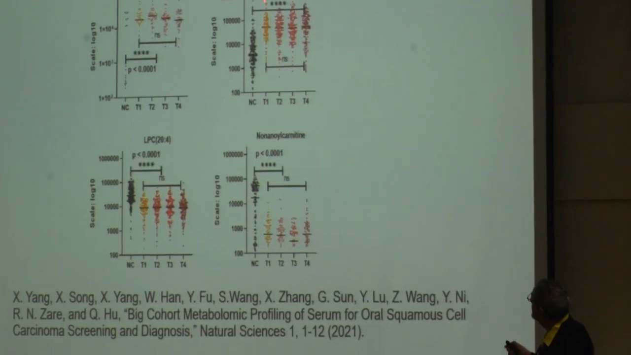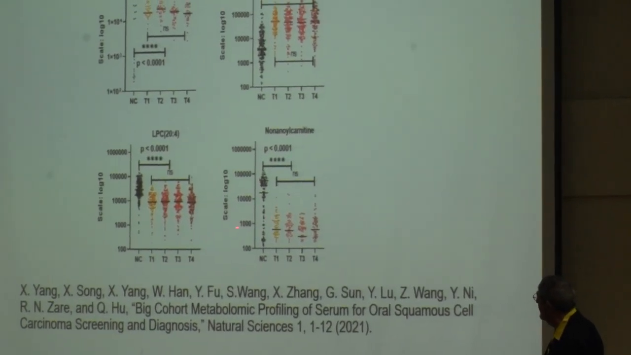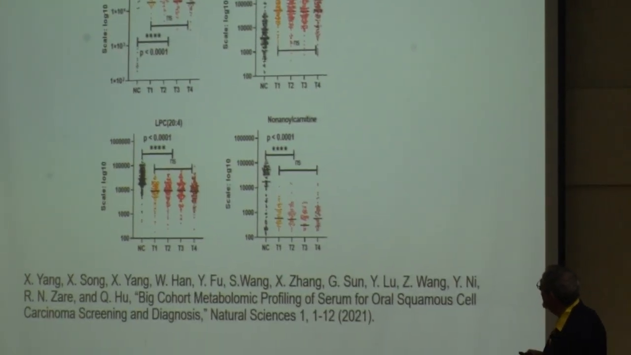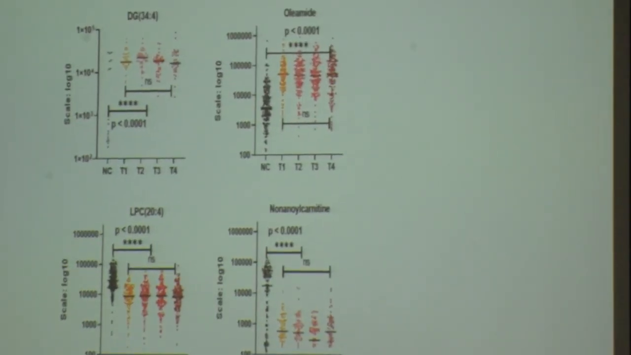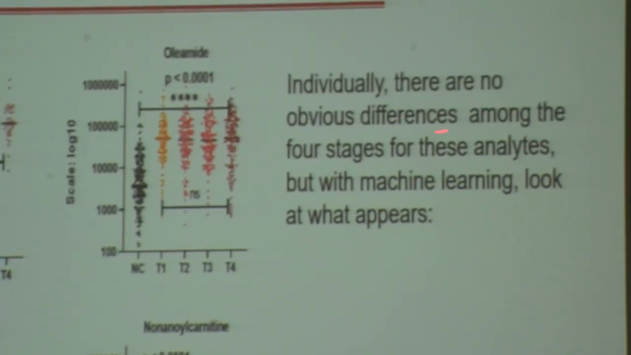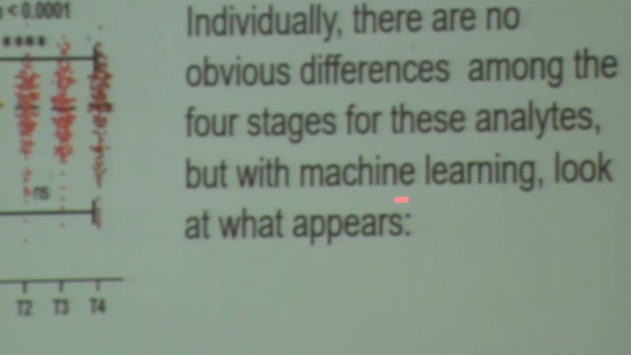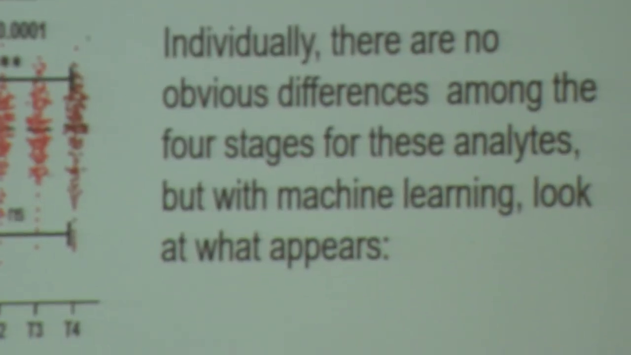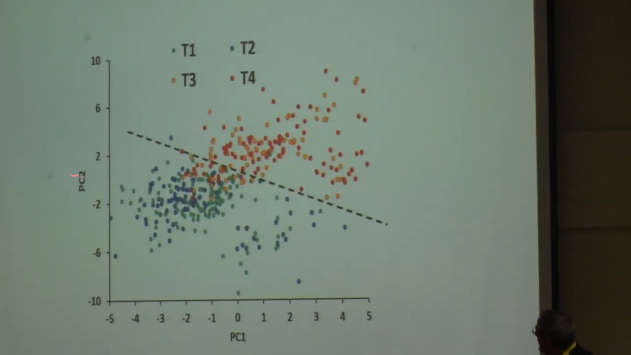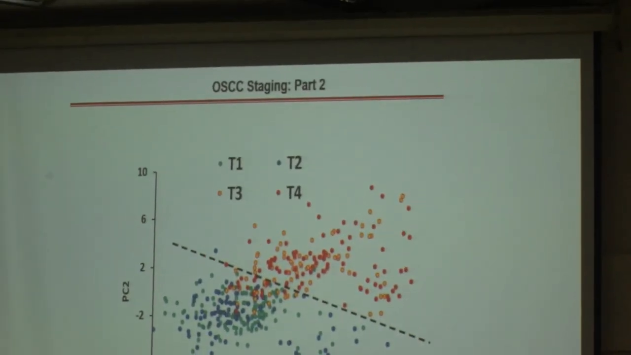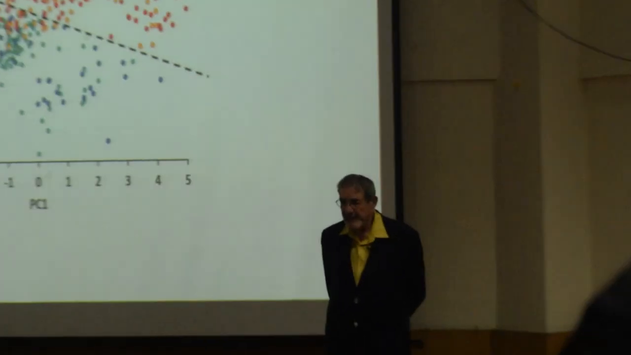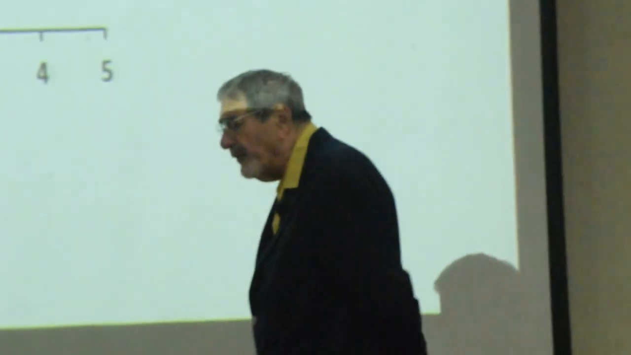This is now the various things that we're seeing and what's upregulated, what's downregulated. I don't want to talk about it, but you're getting the idea. You can learn a lot. Okay, individually, there are no obvious differences among the four stages of these metabolites. Look at what appears. Okay? And here we go. With machine learning, you can determine what stage your cancer's at, whether you have advanced cancer or beginning cancer. This is going to be really important in how you treat somebody. This thing's going to be powerful another way.